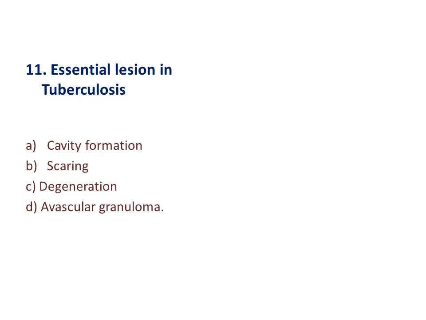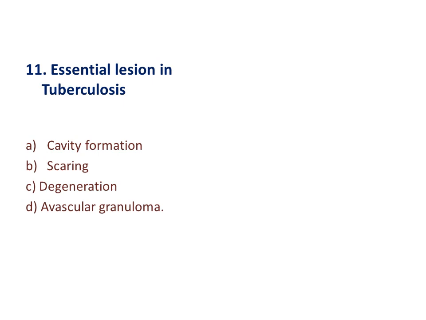Next one is the essential lesion in tuberculosis. Option A is cavity formation, B is scarring, C is degeneration, and D is avascular granuloma. If you see all these options, they more or less mimic each other. Cavity formation you can see here. Scarring also can be seen in the case of skin tuberculosis, or cutaneous tuberculosis. Degeneration is also possible in the involved tissues and organs.